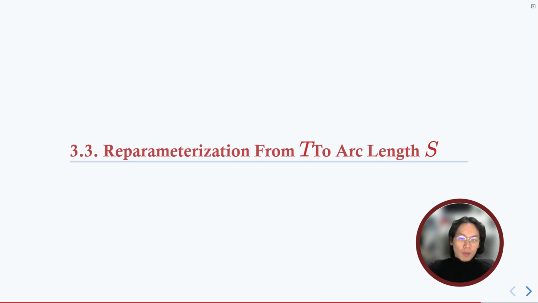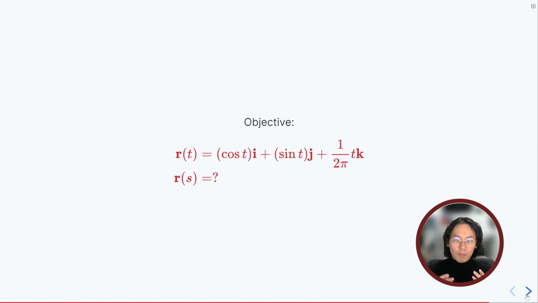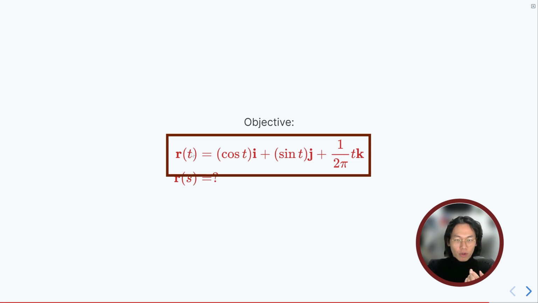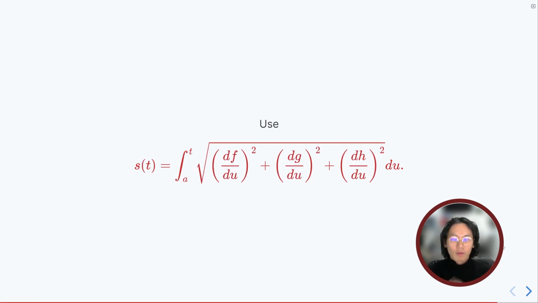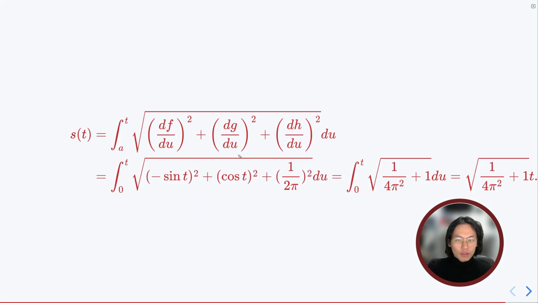Next, we will reparameterize from T to arc length S. So the objective is to figure out what would be the equation using S as the parameter from this equation to this equation. Again, we will use the arc length formula to calculate this. So there is nothing new here. It's just this is the same as cosine. This will be sine, and this will be 1 over 2 pi t, and the derivative is this guy.